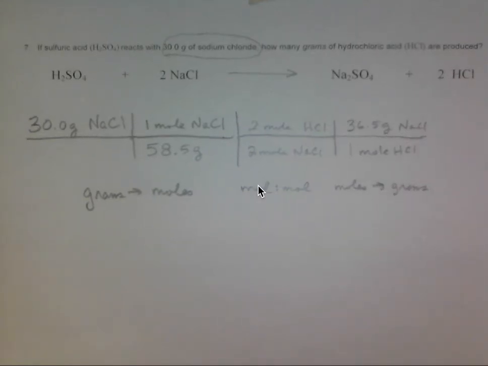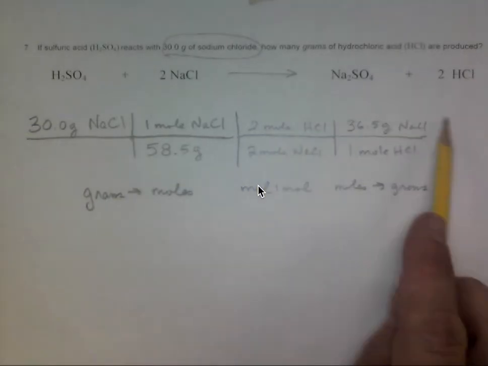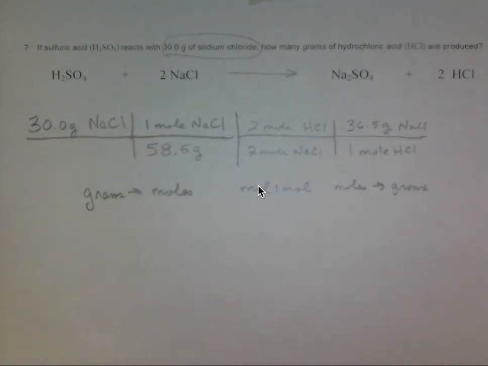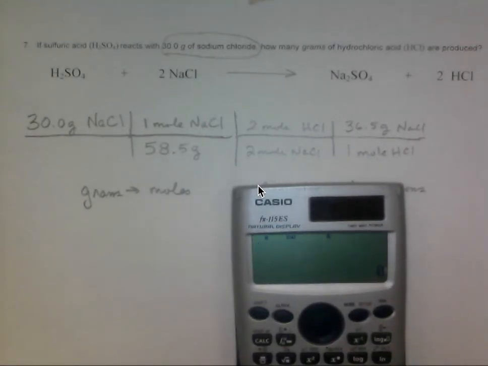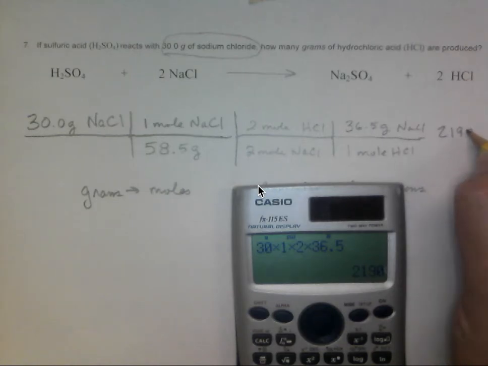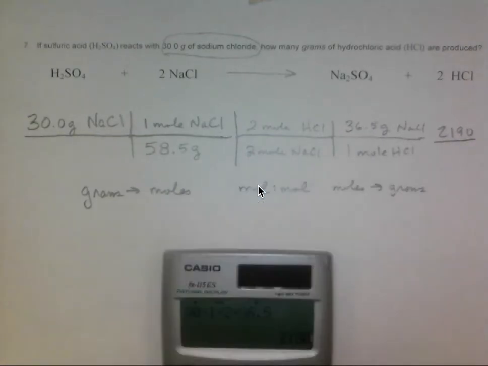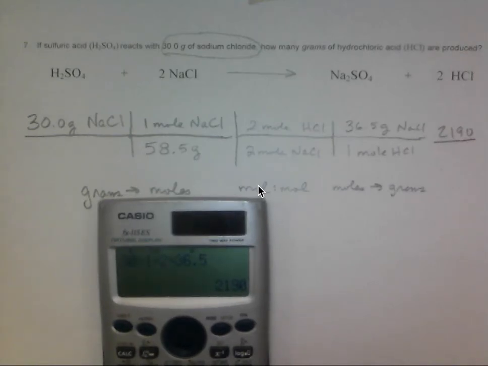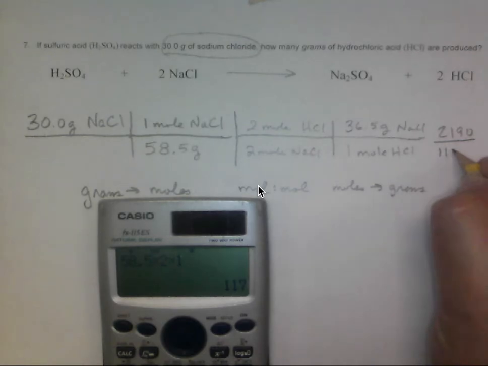Okay, so what do we do? Well, let's first multiply everything on top. So we multiply all of our numerators. Get out our calculator. So it is 30 times 1 times 2 times 36.5, which gives us 2,190. And we multiply everything that's on the bottom. So we get 58.5 times 2 times 1, which gives us 117.